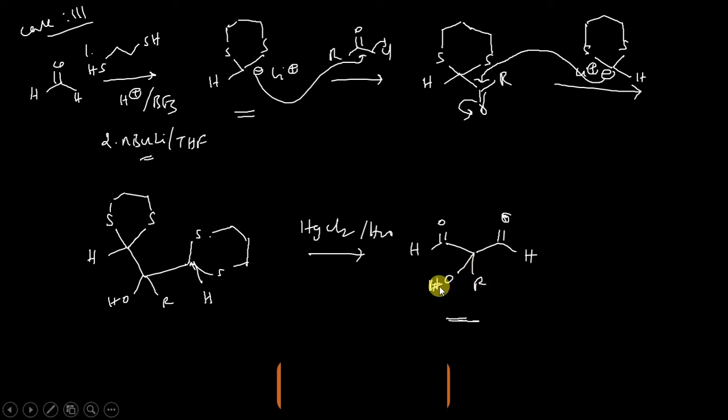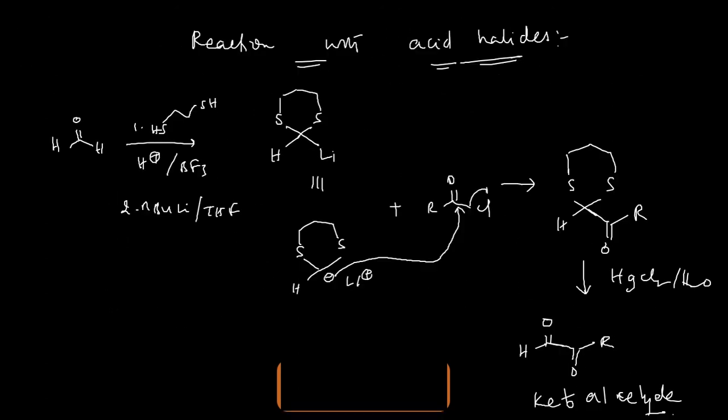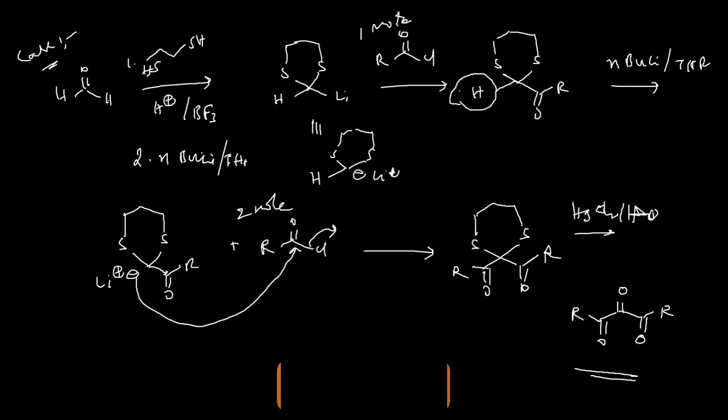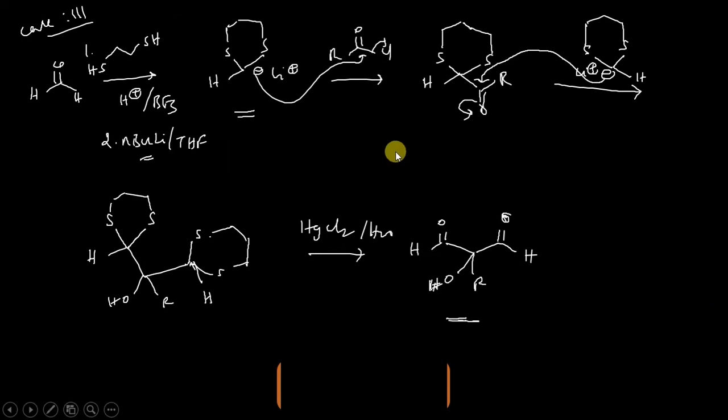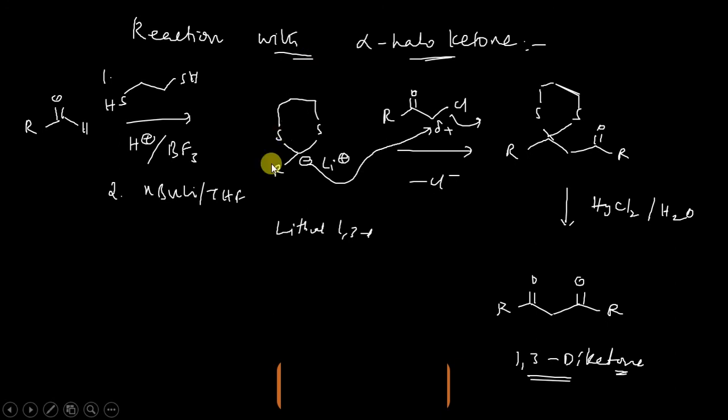There are three cases we can observe where the lithiated 1,3-dithiane reacts with the acid chloride. Three different types of products you can observe. In the 1:1 ratio of lithiated 1,3-dithiane with the acid chloride, we get keto aldehyde. In the 1:2 ratio, that means one mole of lithiated 1,3-dithiane with two moles of acid chloride, it gives you 1,2,3 triketones. In the 2:1 case, that means 2 moles of lithiated 1,3-dithiane with 1 mole of acid chloride, it gives you carbinol as the product. So totally three cases.